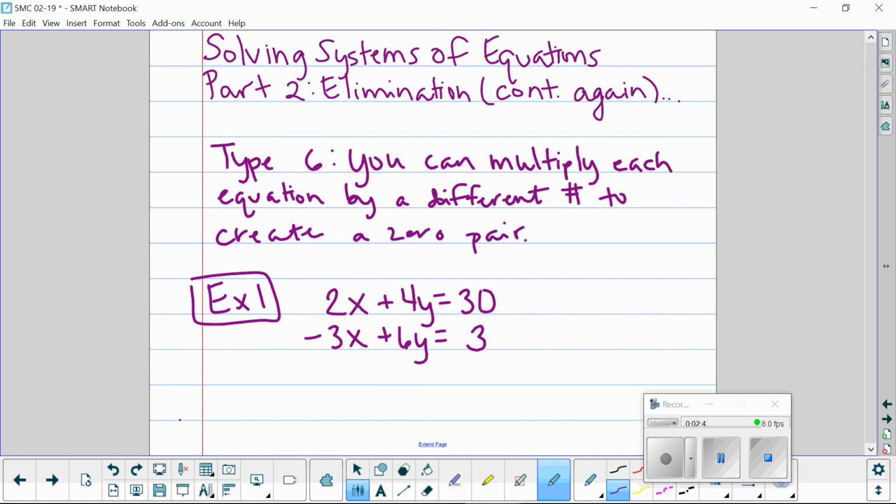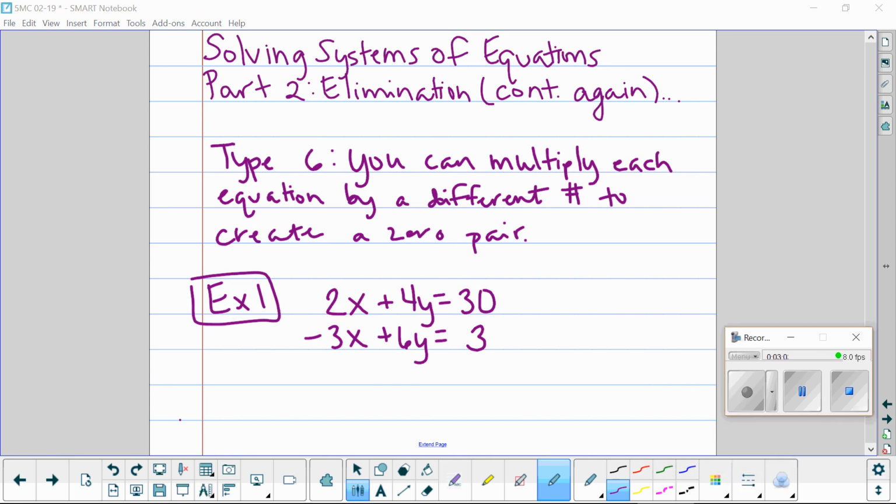So clearly we don't have a type 1 or a type 2 system here. I don't have a zero pair. I can't multiply by -1. There's no number that I can multiply one equation by to create the opposites. So this is where type 6 comes in. So I'm going to need to multiply each equation by a different number to create my opposites.